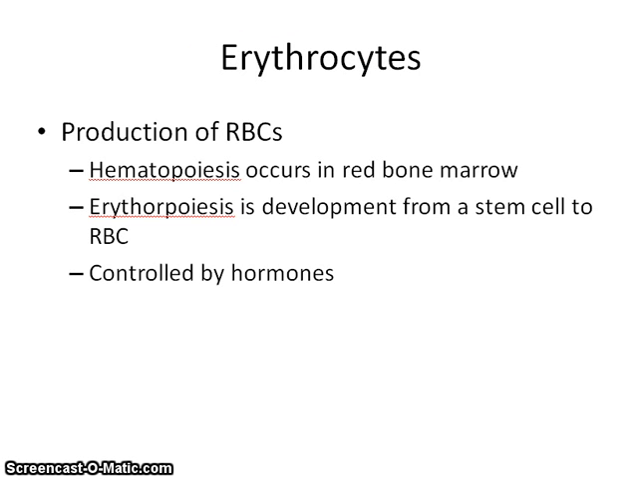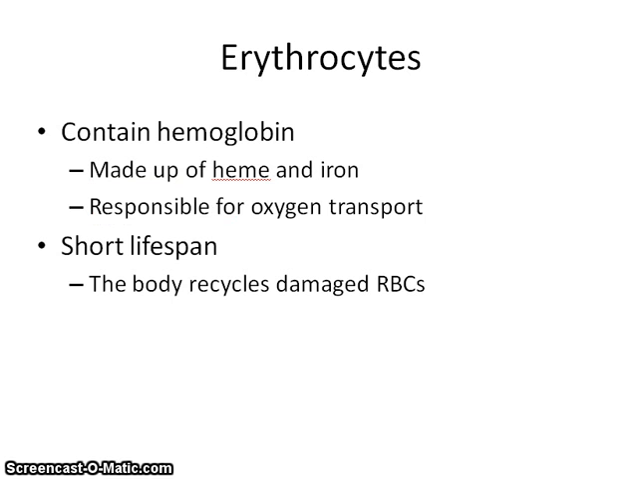Erythrocytes, or red blood cells, are produced in the red bone marrow, and the word hematopoiesis just means blood production, and erythropoiesis means red blood cell production. And lastly, that whole process is controlled by hormones. And as I just mentioned, the hemoglobin that is contained in these red blood cells is made up of heme and iron, and that is what's responsible for reaching out, grabbing those oxygen molecules and taking them through your entire blood vessel system, dropping the oxygen off at the tissue and then returning to get more.